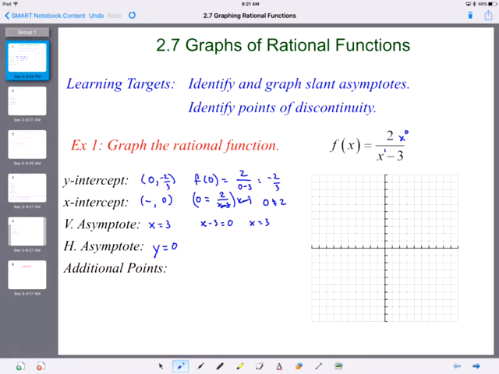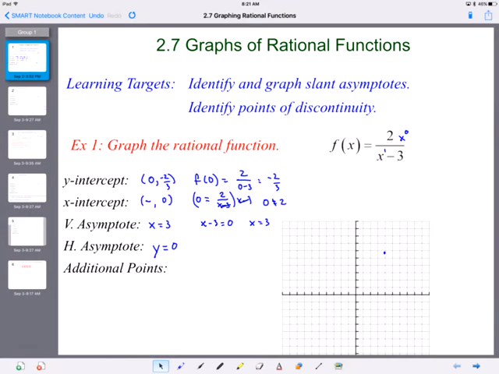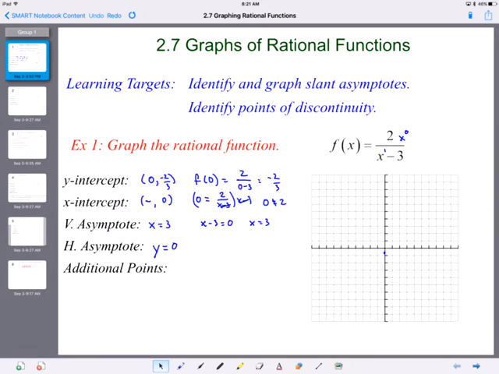Well, the y-intercept is at 0, negative 2/3, so it might be a little difficult to plot, but we'll get that idea down there. Okay, sorry about that. And then on the x-intercept, it doesn't cross, so we can't plot that.